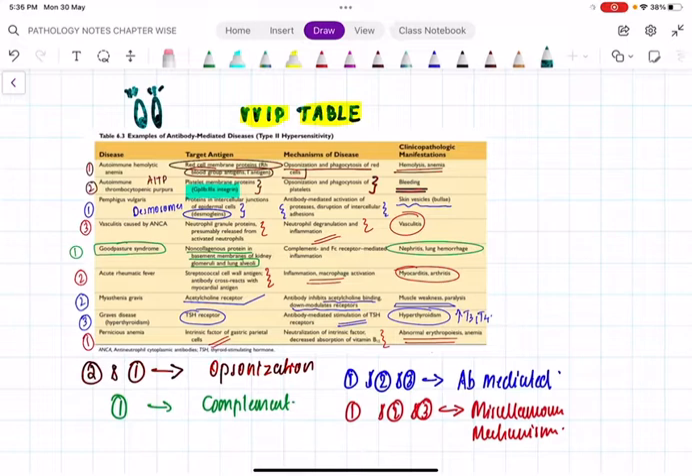I told you that type 2 diabetes mellitus is an example of type 3 hypersensitivity reaction, whereas type 1 diabetes is an example of type 4 hypersensitivity. This is one of the very frequently asked and repeated PG MCQ questions.